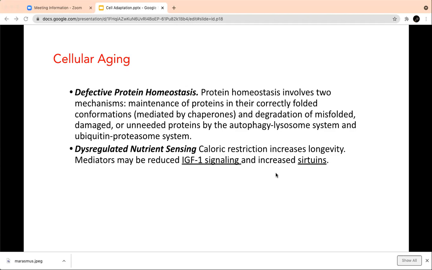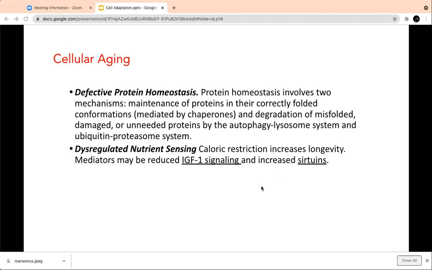Now, any defect in this mechanism will result to your abnormal, syempre na-accumulate yung mga degraded or misfolded protein. Okay, hindi na maintain yung correctly folded conformation ng protein, and therefore it will contribute to your cellular aging. And lastly, your dysregulated nutrient sensing.